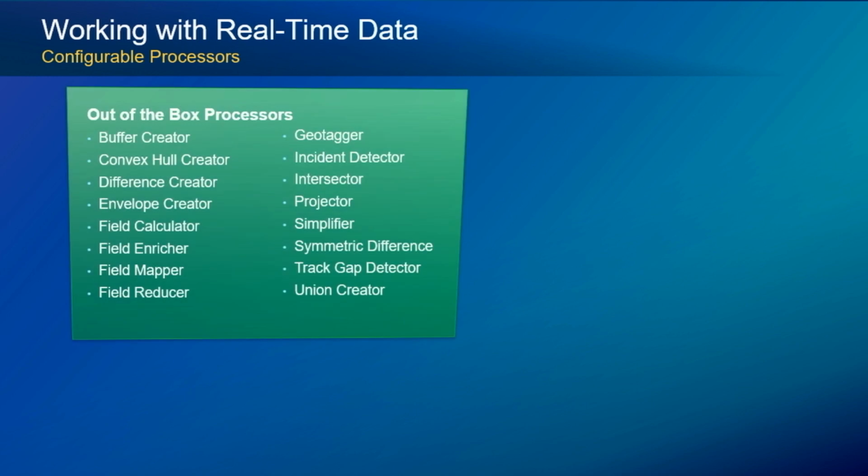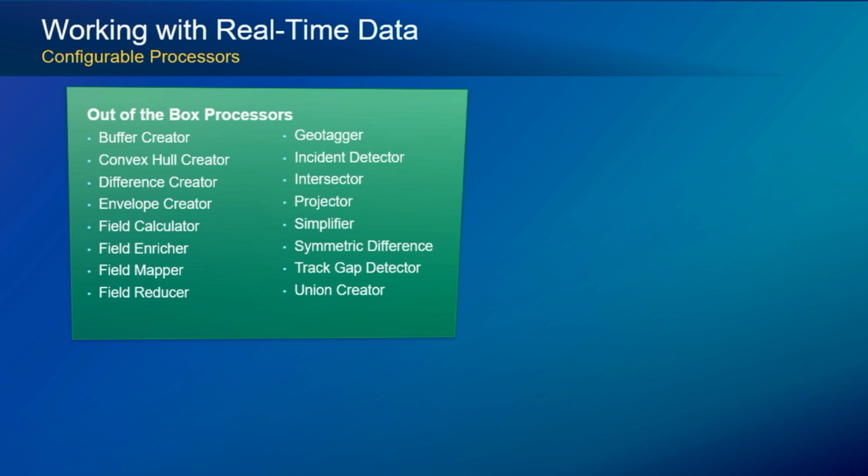Then we have the processors. This is really what allows us to do our analytics in real time. These are the out-of-the-box processors that exist as of 10.6.1. There are a couple that perform some sort of geometric analytics, such as the buffer creator, which creates a buffer around the feature. Convex hull creates a polygon feature around the furthest extent of your features of interest. They're doing some sort of geometric operation.